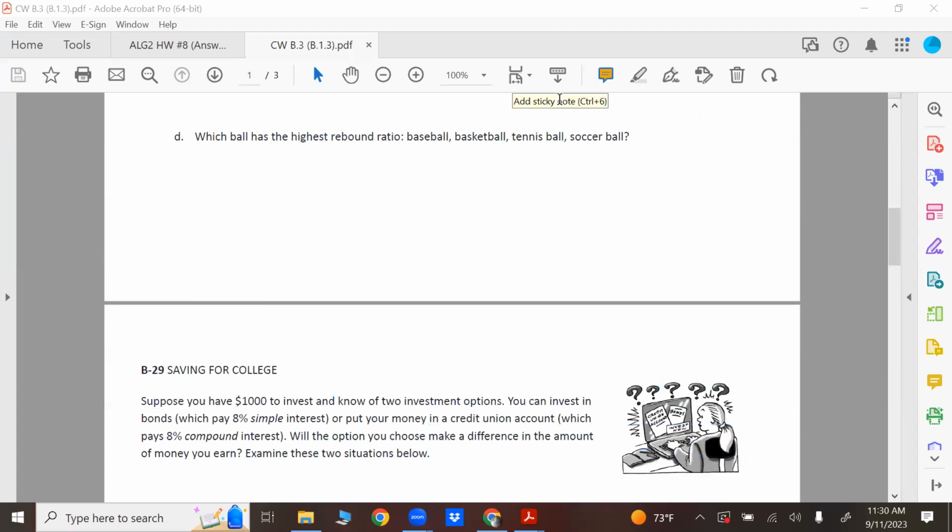Okay, D. That one's just more speculation. What do you guys think? If I took any of these four balls and bounced it, which one do you think would have the highest rebound ratio? Probably tennis, yeah. I'd probably say a tennis ball. So, yeah.